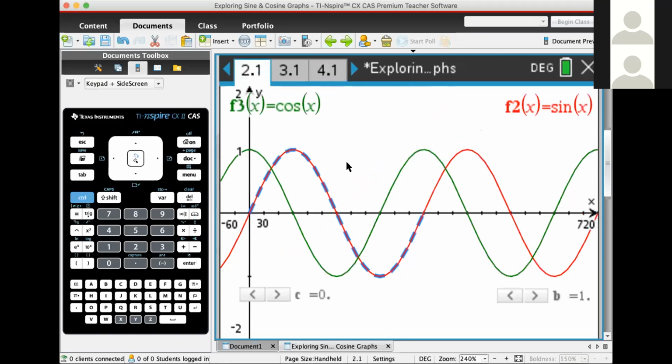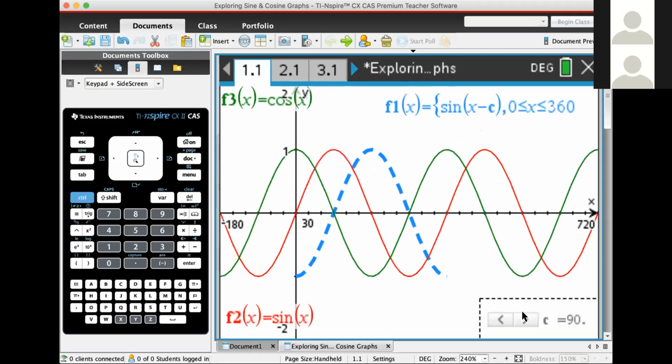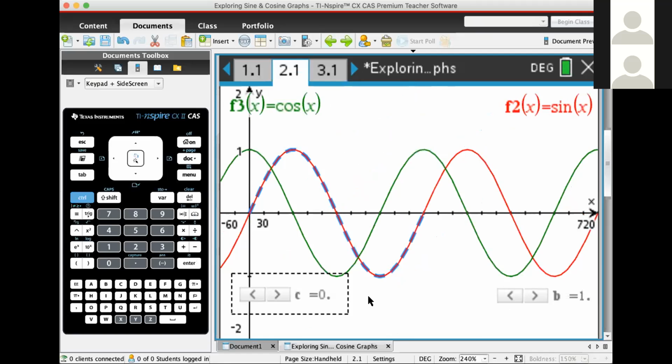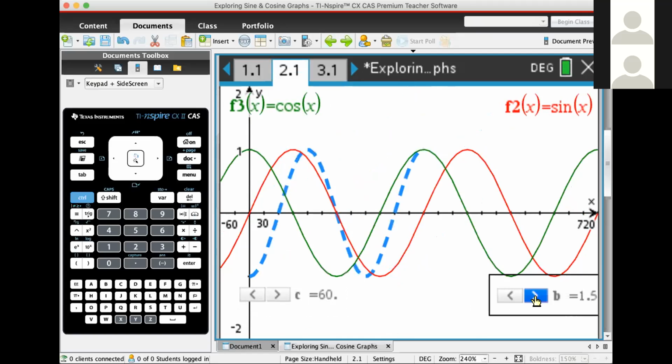Now, I showed you only with C, just to explain C. But in the next part of it, I have actually combined B and C. You can see that, okay? That's taking the C on the right-hand side, but with the B, you can see that the number of waves is increasing.